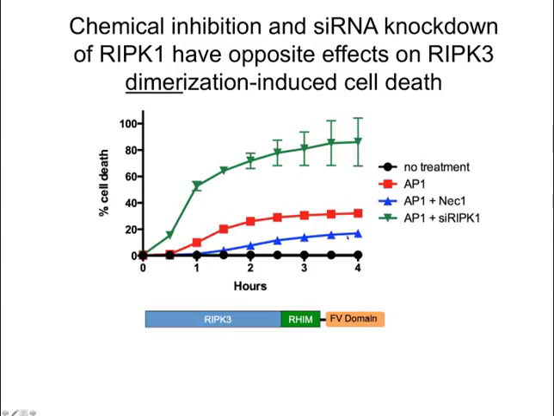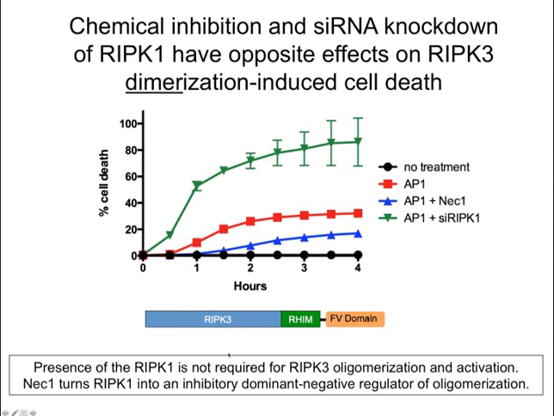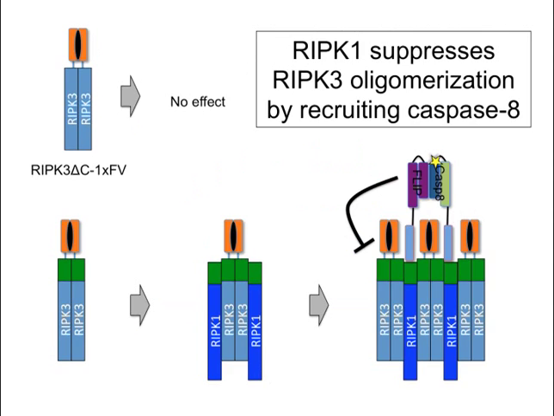These respectively block or induce the receptor-independent activation of RIP3. So the presence of RIP1, this is a slightly complicated point, I just want to make it completely clear. The presence of RIP1 is not required for RIP3 oligomerization and activation. And we hypothesized that necrostatin, this RIP1 inhibitor, may turn RIP1 into an inhibitory dominant negative regulator of oligomerization of RIP3. That is, when RIP1 is present but inhibited, it seems to actually be able to block RIP3 oligomerization.